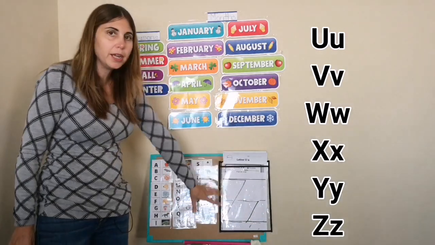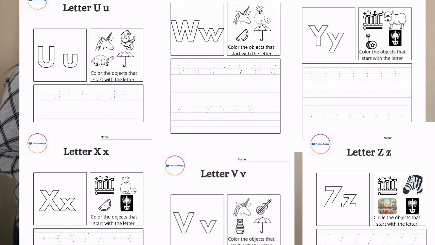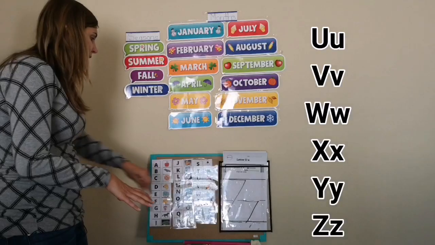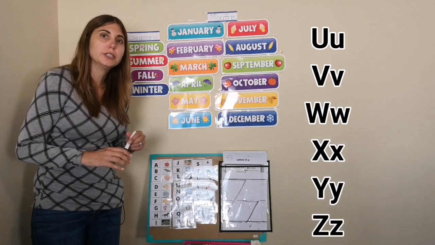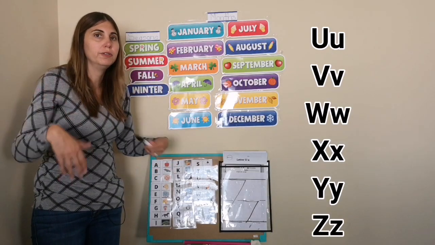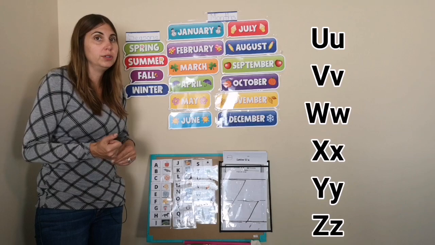Okay, so we're going to write our letters. We're going to know our letter sounds. Now we know the whole alphabet, so you can watch the letter sound video over and over and over again until you know your letter sounds.